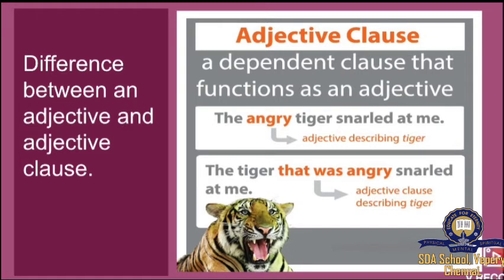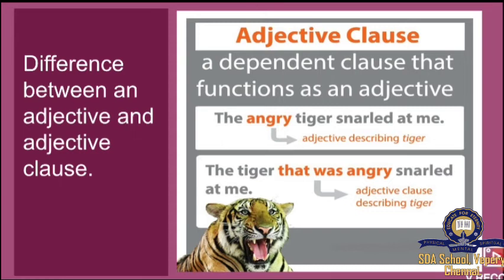Okay, so the difference between adjective and adjective clause. Many of you might be confused about what is the difference between them. So let's see. The first one: The angry tiger snarled at me. So here, this adjective is coming before the noun, that is the tiger. It says that the tiger is angry. So this word, just one word description, is an adjective.